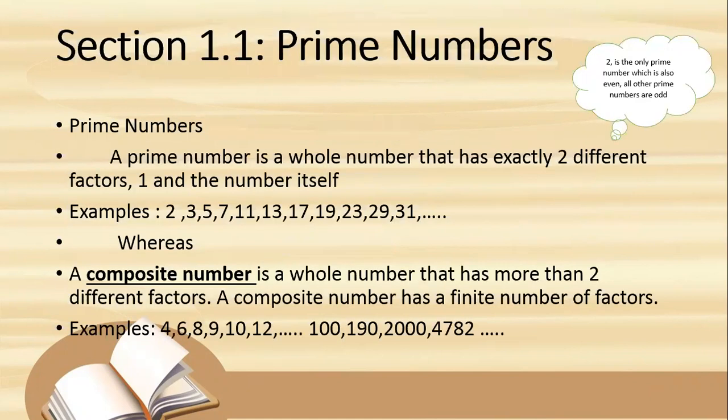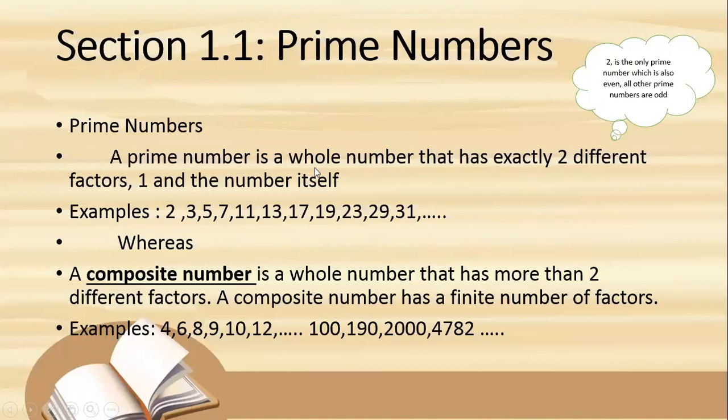Prime numbers. A prime number is a whole number that has exactly two different factors, 1 and the number itself. For example, 2, 3, 5, 7, 11, 13, 17, 19, 23, 29, 31, and so on.